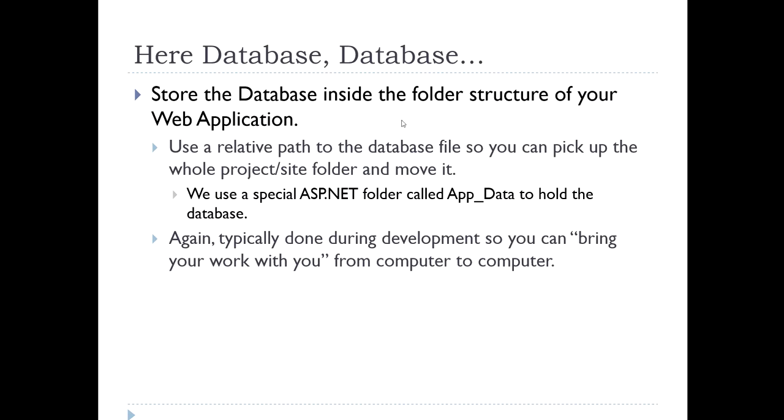But what we're going to do for now is take advantage of our app data folder and store the database right inside that folder. This is not something we would do in a real professional or production environment, but it's great convenience for us during development. We just have a relative path then to the database file. So we can just pick up the whole project folder and move it from one computer to another, even to a different location on the same computer. And by using a relative path as well, it just means it'll find the data, whoop, there it is, and everything will keep on working, right? Okay.